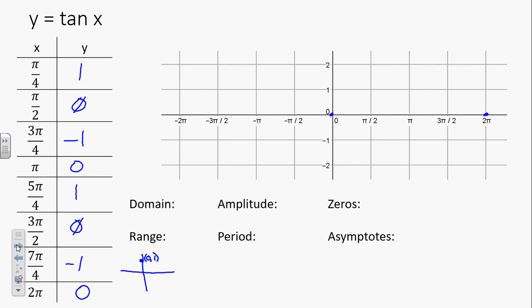Okay. So let's put our asymptotes in there. We have asymptotes at pi over 2 and 3 pi over 2. And so therefore, it's every pi that we're having a new asymptote. We're going to put one at negative pi over 2 and negative 3 pi over 2.